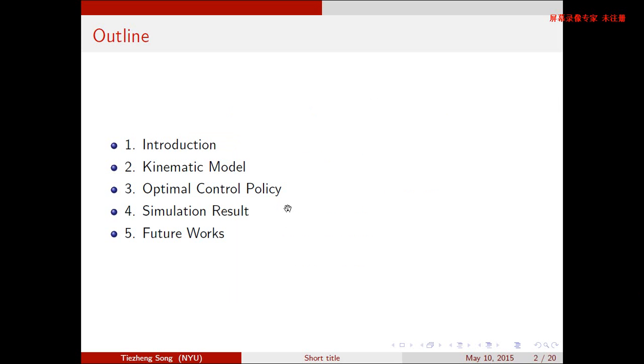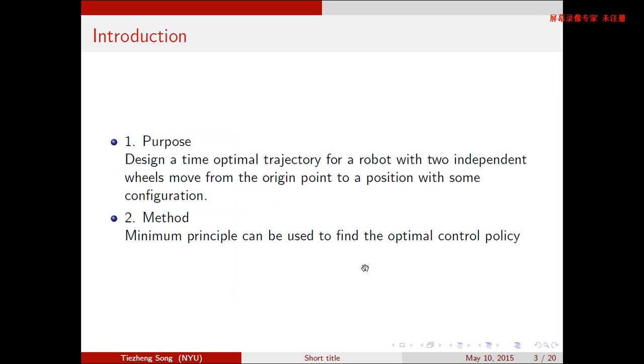So the purpose of this problem is to design a time-optimal trajectory for a robot with two independent wheels to move from the original point to a position with some configurations, which involve the position, the orientation, and the velocity. So the method used to solve this problem is based on the minimum principle.